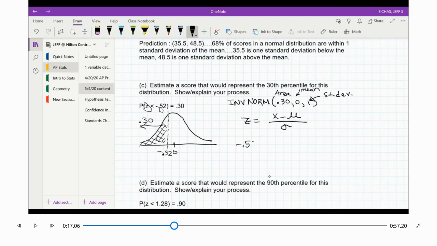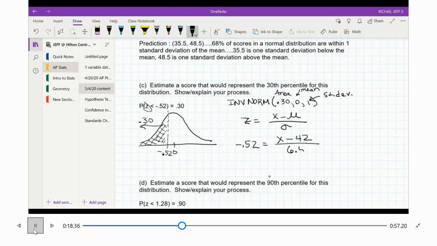So it's important that you communicate your ideas. You can do it through explanation or partially a diagram, partially an explanation. I think it's more effective to draw this and show this as to why negative 0.52 is your critical value.